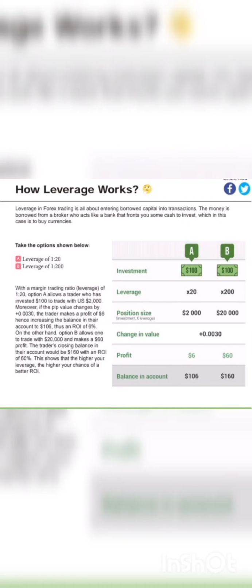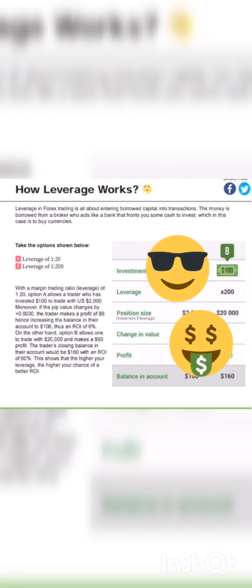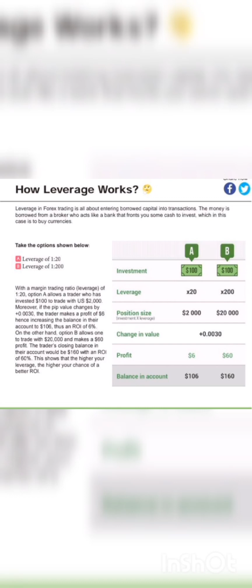So let's jump into how leverage works, guys. I've explained it, but I wanted to make it much clearer to you. The first thing that comes to your mind is that you want a higher leverage, because wow, more buying power means more money. But on the other side, you have to understand that leverage in forex is all about entering a transaction with borrowed capital. The money is borrowed from a broker who acts like a bank that fronts you some cash to invest, which is used to buy currencies.